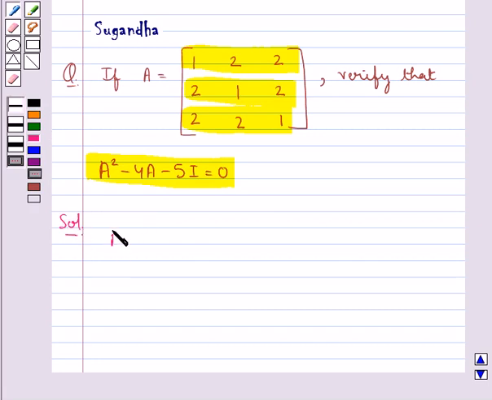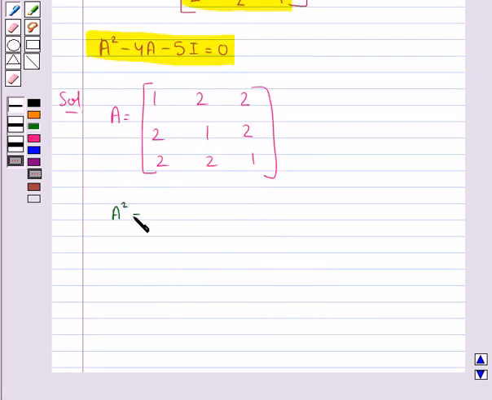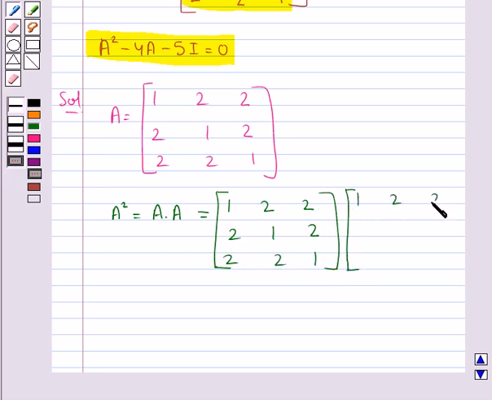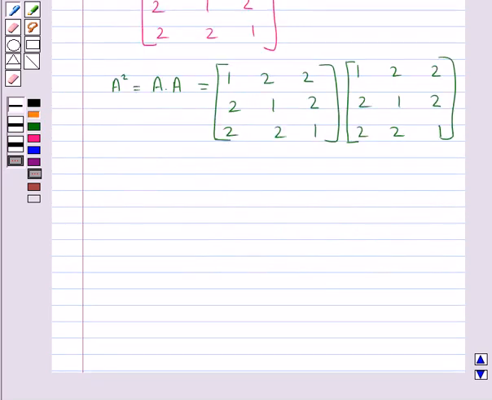We are given matrix A is equal to 1, 2, 2, 2, 1, 2, 2, 2, 1. Now we have A square is equal to A into A. Now A matrix is this. So we have A square is equal to the matrix 1, 2, 2, 2, 1, 2, 2, 2, 1 into the matrix A itself, that is 1, 2, 2, 2, 1, 2, 2, 2, 1. Now we need to multiply both these matrices. So we multiply these elements with these elements.